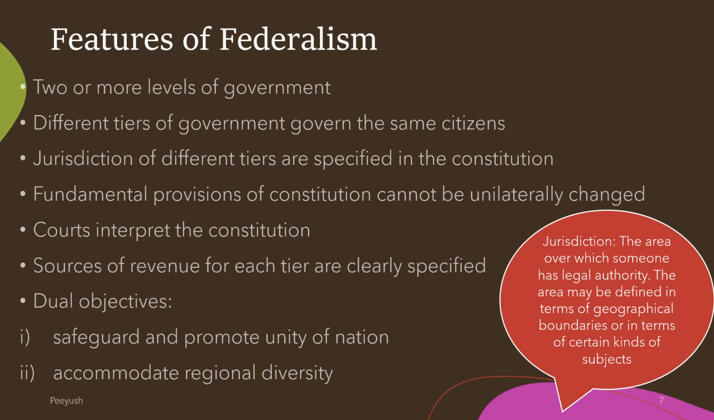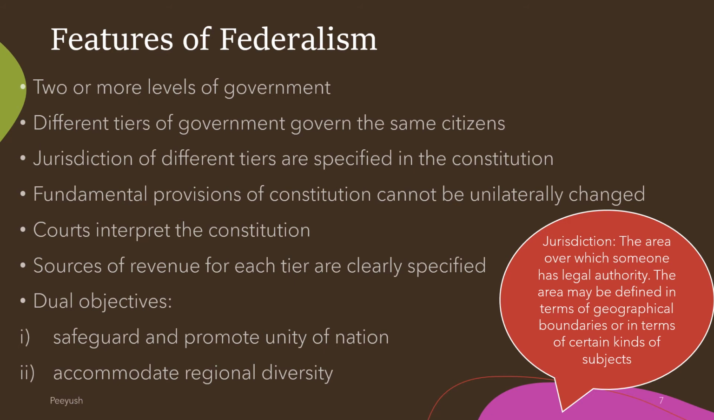The different tiers of government govern the same citizen. For example, somebody who is a citizen of a particular state is a citizen of the country as well. And the rules made by the central government as well as the state government would be for the citizen of the same place. So different tiers of government govern the same citizen.